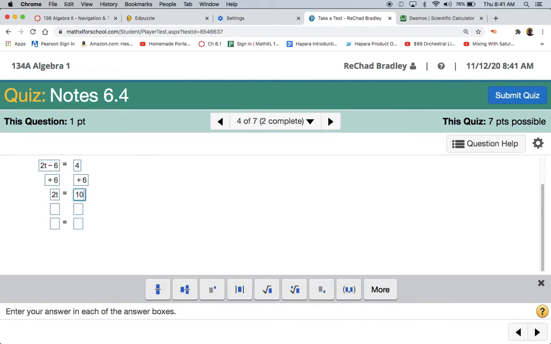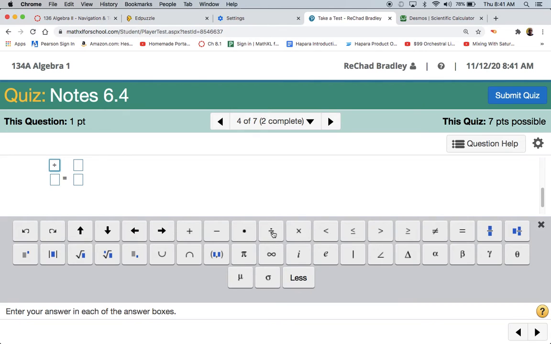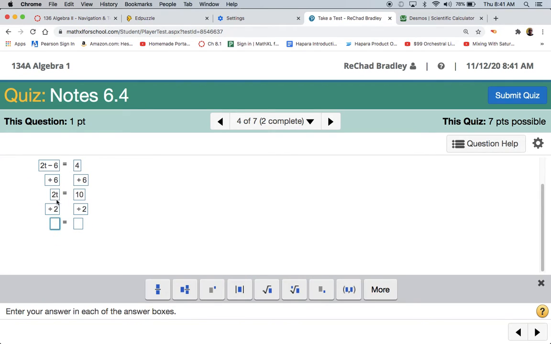4 plus 6 is 10. Here again, we want to move our 2, so we will divide by 2 and divide by 2. Bringing down the t, and 10 divided by 2 is 5.